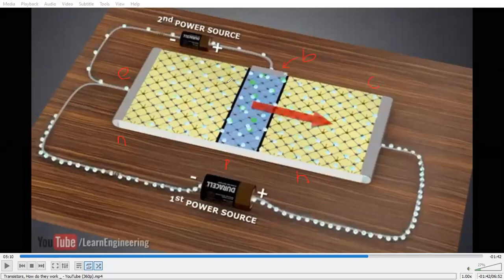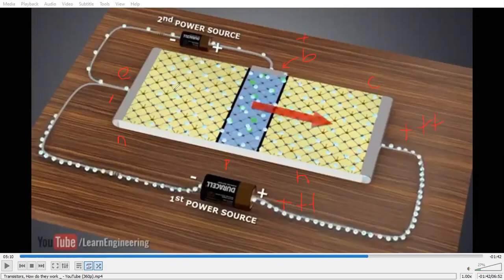What happened is, you see, the emitter is connected to a negative terminal, and the base is connected to positive. The collector is connected to more positive. In this animation, they represent it by a bigger size of battery, that means here is more positive, so the base is less positive.